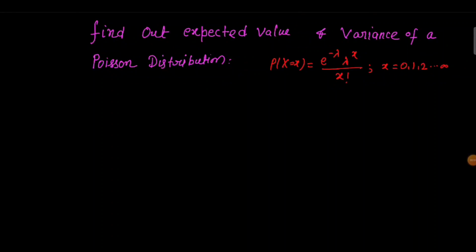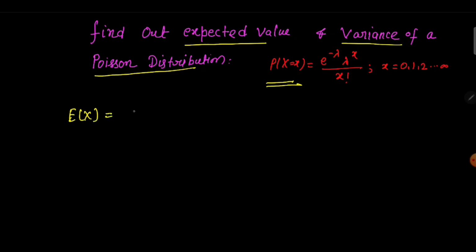So in this video we are given the probability mass function of the Poisson distribution and we need to find out the expected value and variance of this distribution. First, we're going to find the expected value of the Poisson distribution. We know that it is a discrete distribution, so the formula for the expected value of a discrete distribution is the sum of all x into p of x. Here p of x is simply this probability mass function.